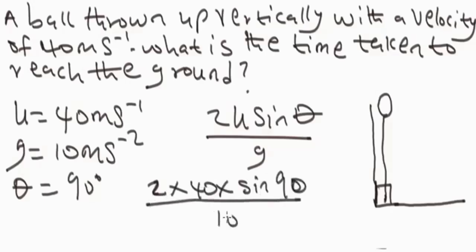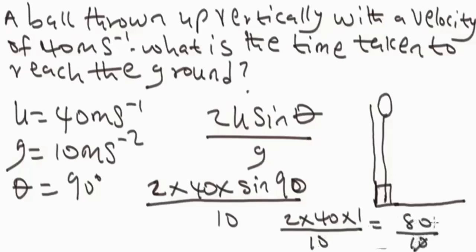over 10. Alright, so when you simplify this, you're going to have 2 times 40, sine 90 is 1 if you punch it with a calculator, over 10, which is 80 over 10. If you cancel that, therefore our time of flight to reach the ground will be 8 seconds.